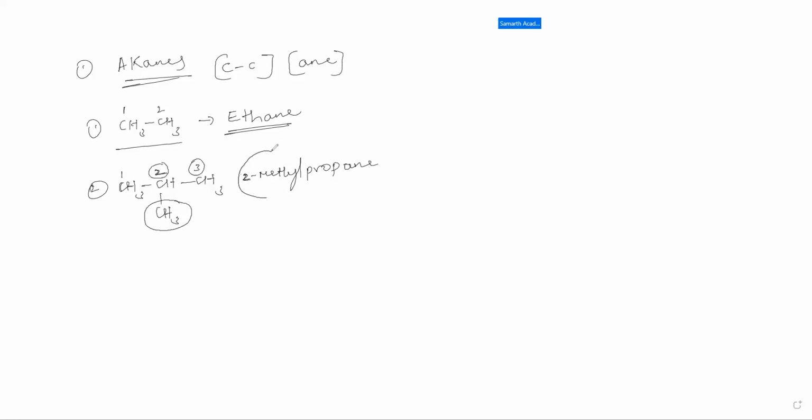So this is the prefix, plus this is the root word, plus this is the suffix.